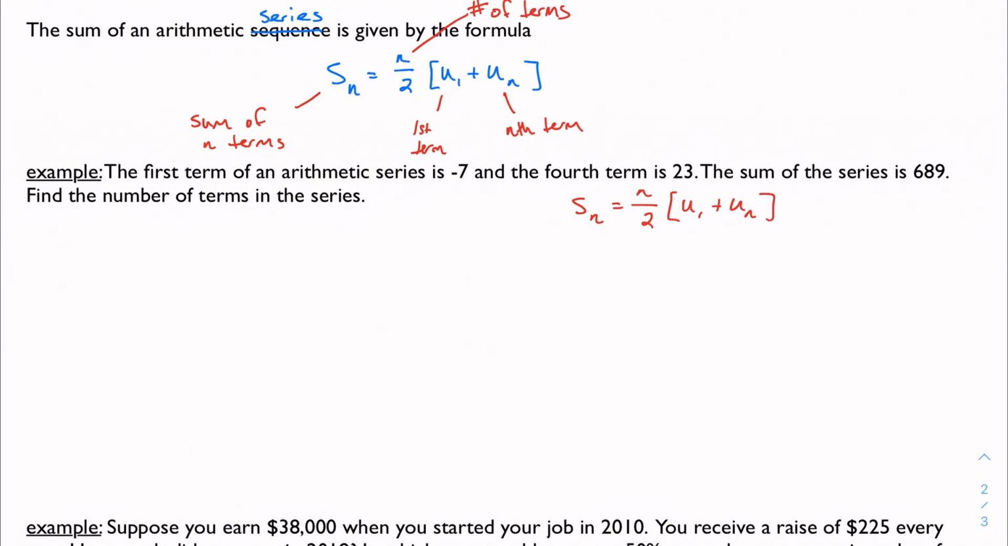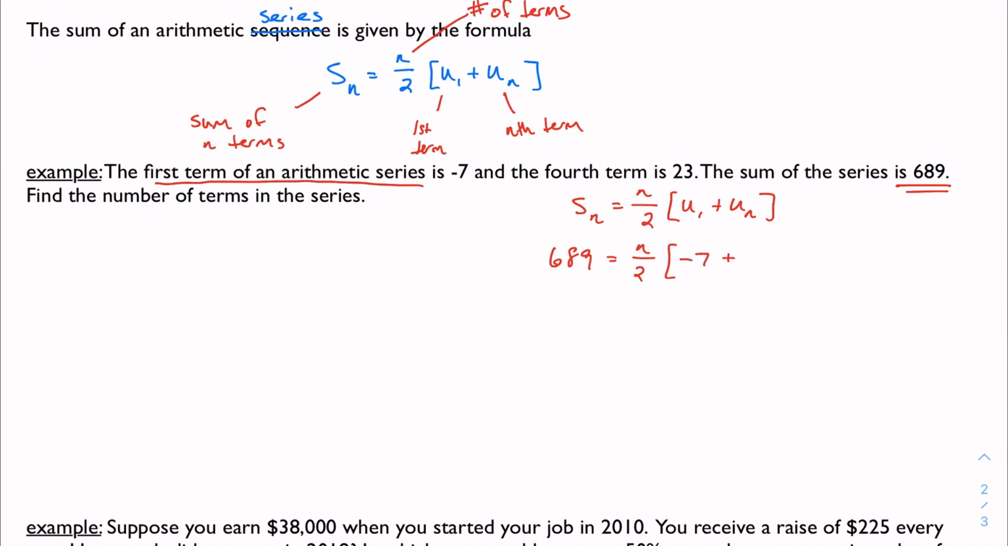But in no way, shape, or form are there only 4 terms in the series because, well, to get from -7 to 23, you're not going to add up those 4 numbers and get 689. So we don't know u sub n and we don't know n. We know the sum, we know u sub 1. But we can work with this, and here's how. We know that the sum of the series is 689, so 689 equals n over 2. And we know that the first term is -7.